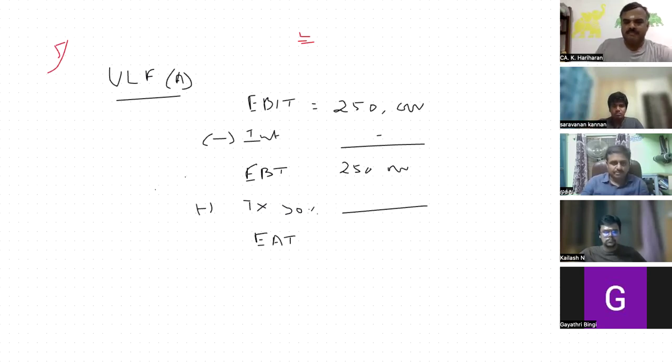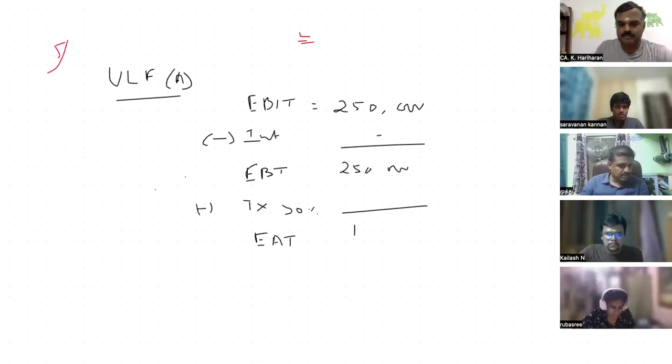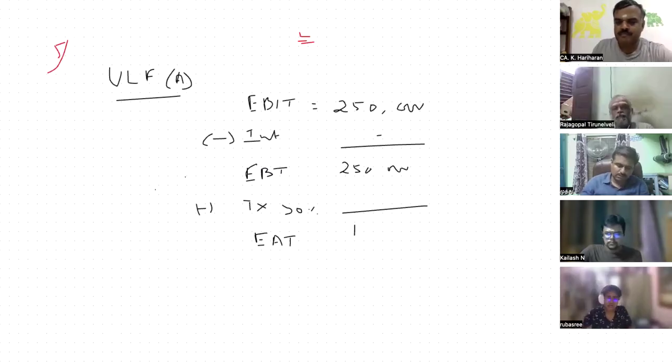Is KE available? Capitalization rate or KE available? Yes, sir. 20%. Therefore, value of the firm is equal to 8,75,000.